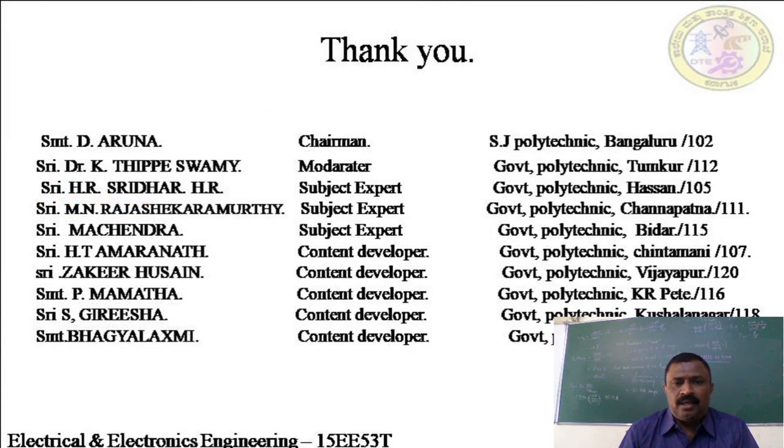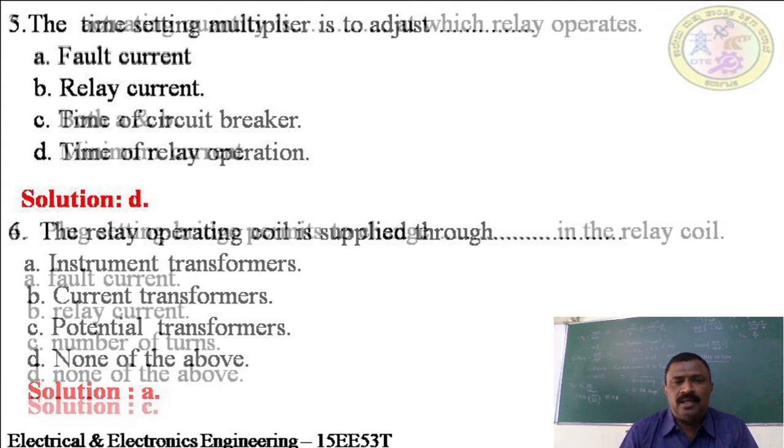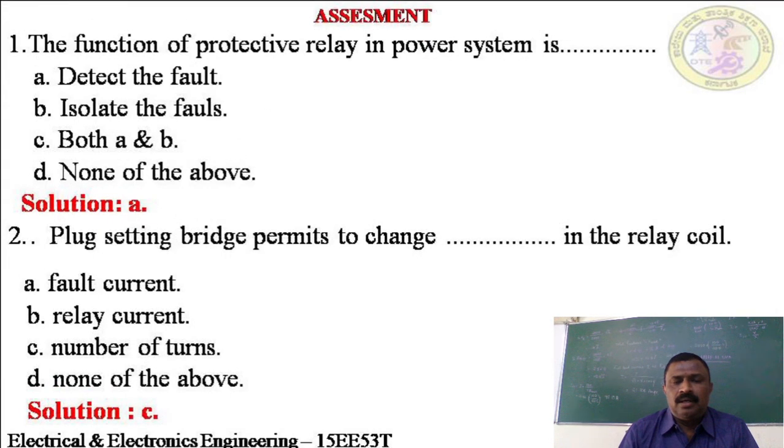So before thanking, I'll summarize today's session. Today's session discussed the classification of relays and important terms associated with protective relays. The classification, basically, is based on main relay and backup relay. The main relay is also known as the primary, the first line of defense, and the backup relay is called the second line of defense.